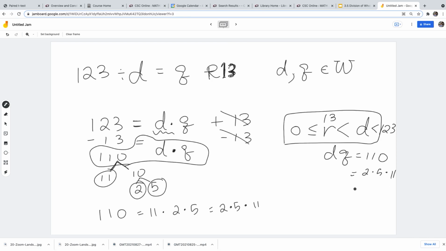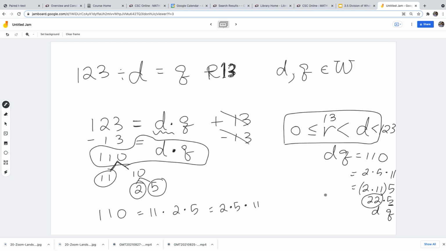So if we put 2 times 11 times 5, that's 22 times 5, right? I can say this is my divisor, d, and then d times q is 110. So that's my d, then this is my q, right? So my divisor can be 22.